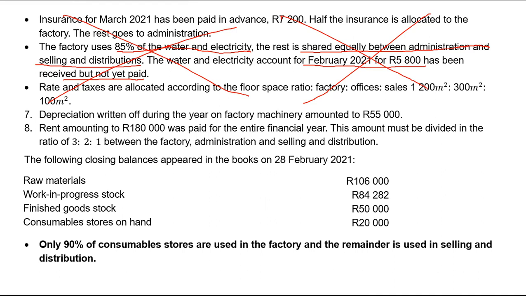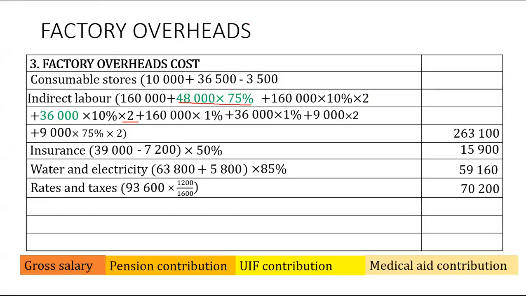All right. And they said here depreciation written off during the year for factory machinery will be 55,000. That one I will take straight to factory overheads. Depreciation of any asset that was used in manufacturing will be recorded under factory overheads.